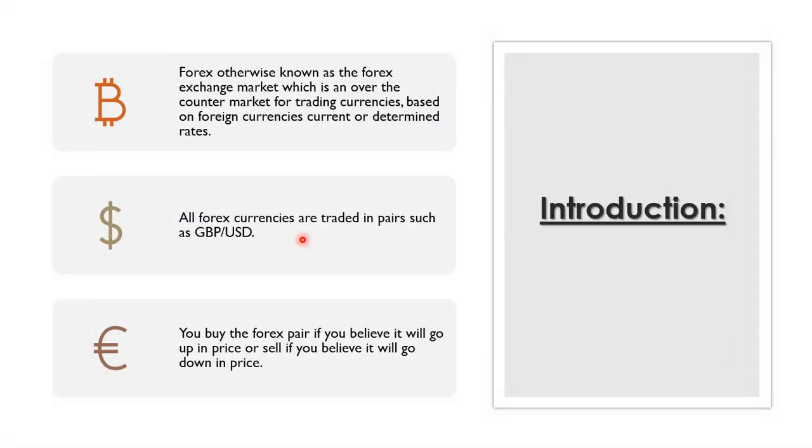So firstly, Forex, otherwise known as the Forex exchange market, is an over-the-counter market for trading currencies based on foreign currencies' current or determined rates. Now, all Forex currencies are traded in pairs such as GBP USD, for example, so the pound and the dollar. Now, you buy the Forex pair if you believe it will go up in price, or sell if you believe it will go down in price.